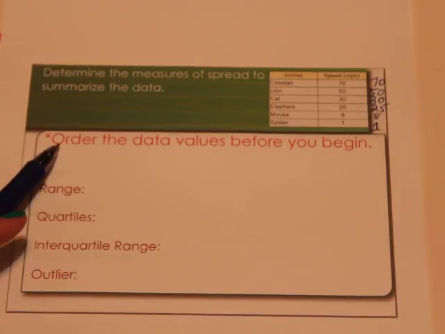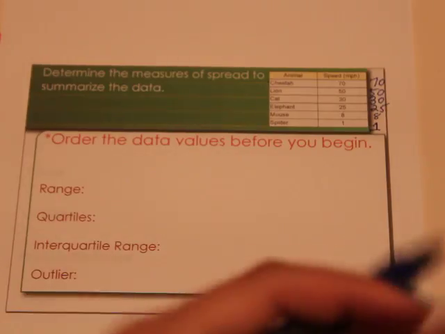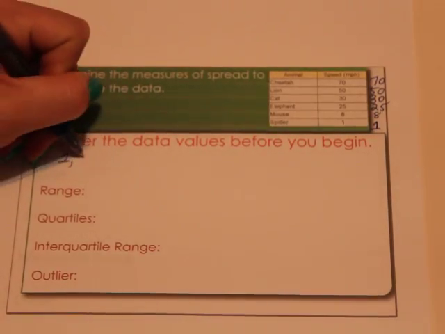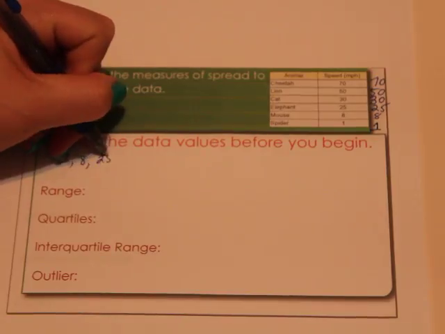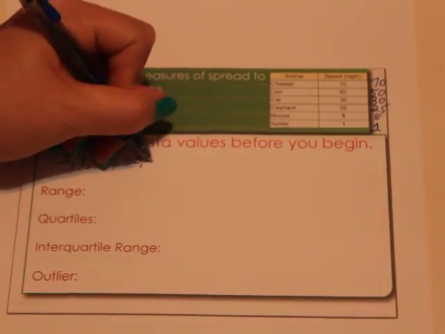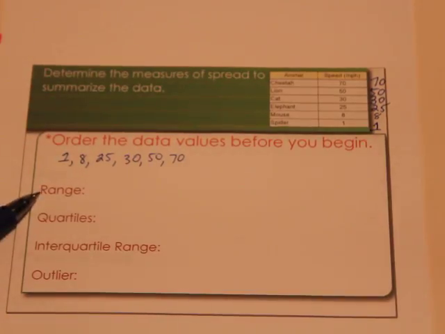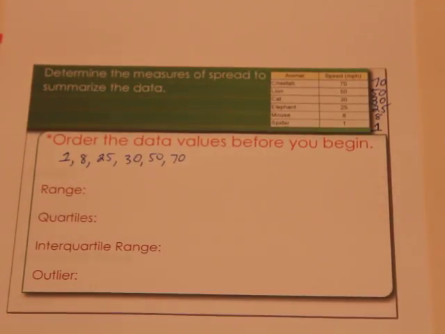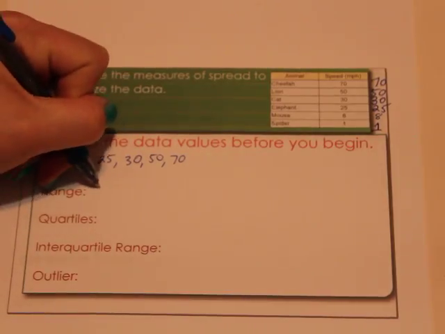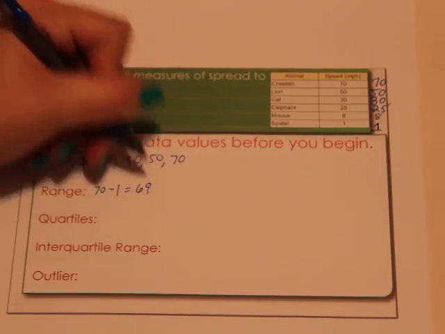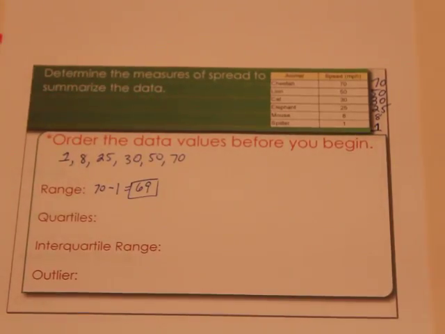And it says the first thing we need to do is order the data values before you begin. We're always going from least to greatest. So let's start with this. Our smallest one is 1. And then we have 8. Then we got 25, 30, 50, and 70. Now, first thing we need to do is find the range. That's your largest number minus your smallest number. So our range is 70 minus 1. And 70 minus 1 is 69. So our range is going to be 69.